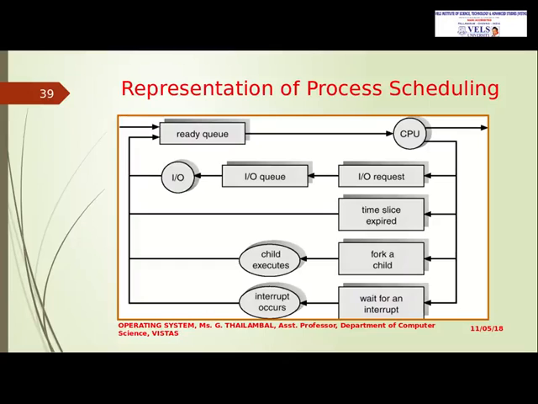Or sometimes the time slice of the process being executed will expire. If it is a time sharing process, the time slice might expire, so that time again it will be placed in the ready queue. Sometimes it will ask for a child process, so the sub process needs to be executed, and after that again it will be placed in the ready queue. Or sometimes the executing process is waiting for an interrupt. After the interrupt has occurred, again it will be placed in the ready queue. So from the ready queue only, the CPU will take the jobs and execute them.